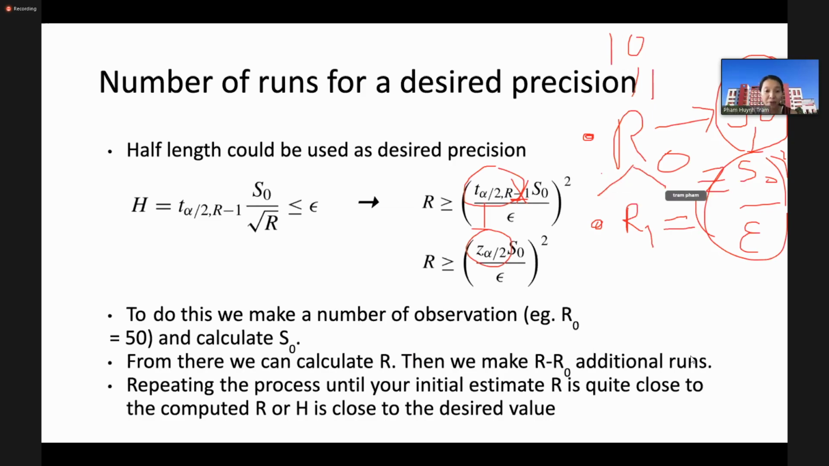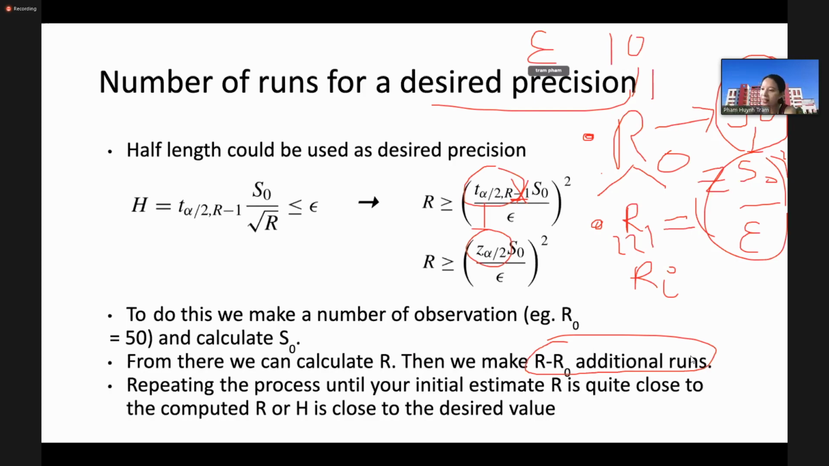Then we have to run additional runs, R minus R0. We keep repeating this process until they are very close to the first one. So this is one way for us to decide the number of runs for a given design precision epsilon.